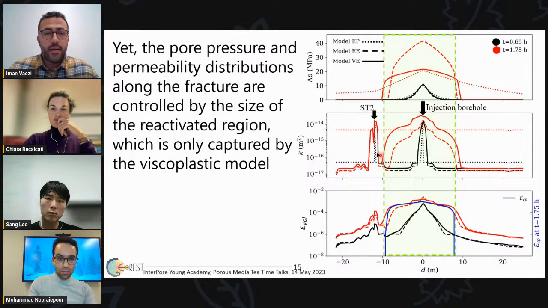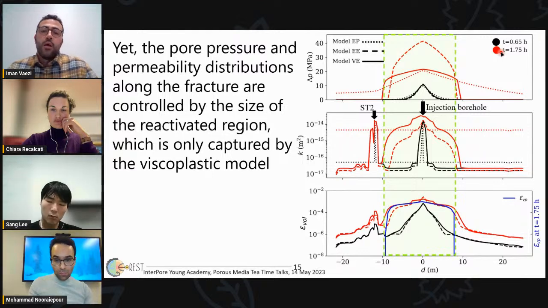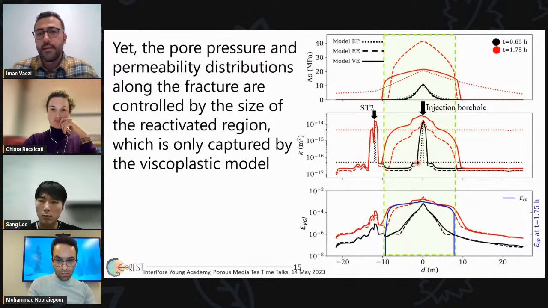The middle panel is the permeability profile along the fracture at two different times: before, the black one, and after failure, the red one. Using an embedded model, which is a function of volumetric strain in the bottom panel, shows that permeability increases locally near the injection well within the pressurization region of the fracture and is lower away from the well.